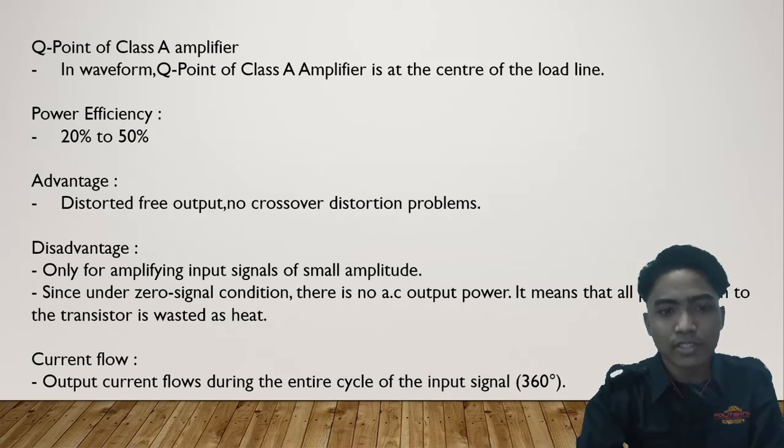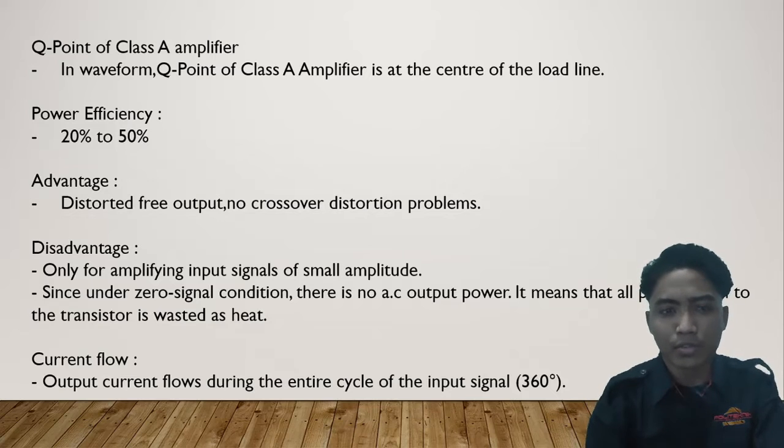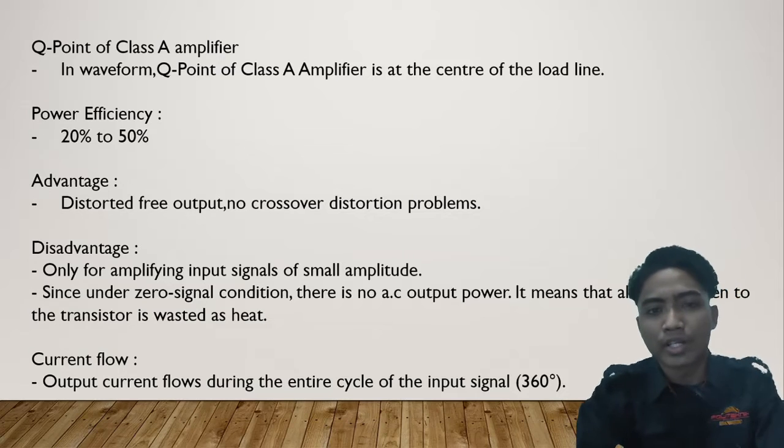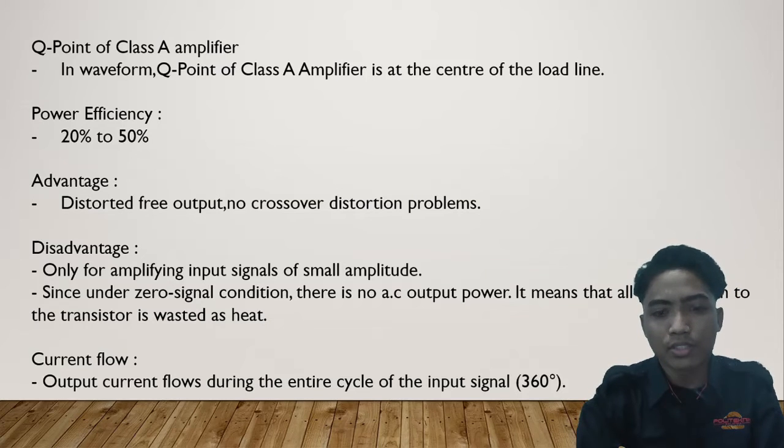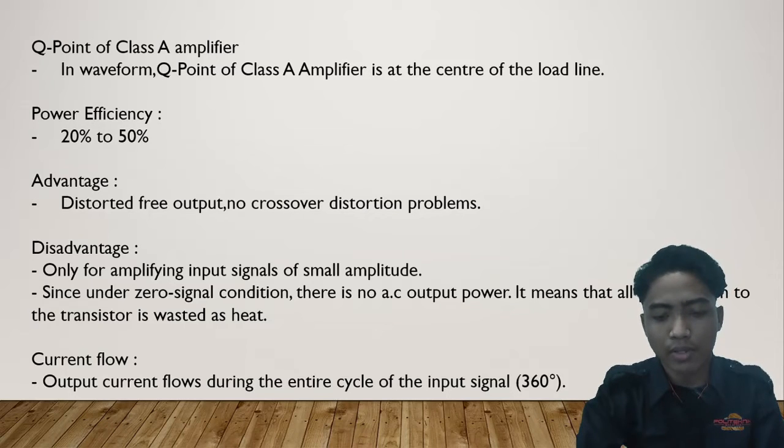The disadvantage is that it is only for amplifying input signals of small amplitude, so that is not good for us. Since under zero signal condition there is no AC output power, it means that all power given to the transistor is wasted as heat. The current flow is that output current flows during the entire cycle of the input signal, which is 360 degrees. Why? In the waveform we have one cycle, so we have forward bias.